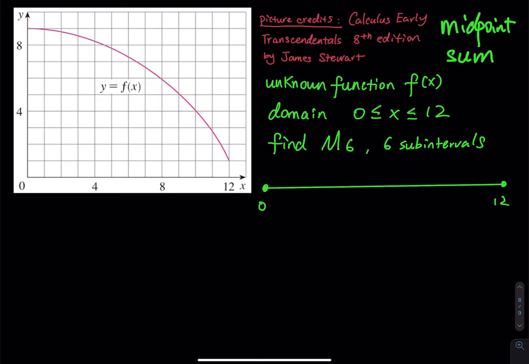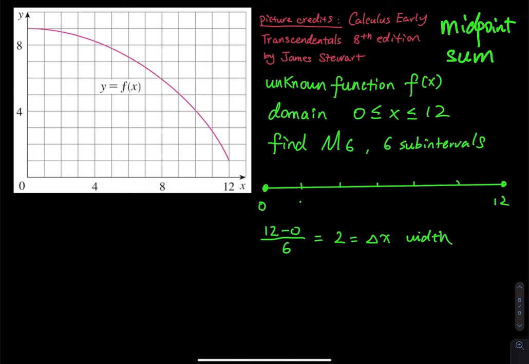First, 6 subintervals, so you have to cut the segment into 6 pieces. So let's do the cut. 6 pieces will be 5 cuts, right? So that is 1, 2, 3, 4, 5, 5 cuts. And then since you cut that into 6 equal pieces, how long is each piece? That would be maximum minus minimum divided by 6 intervals. That is equal to 2, and then we call this a delta x. So that is the width of each subinterval.